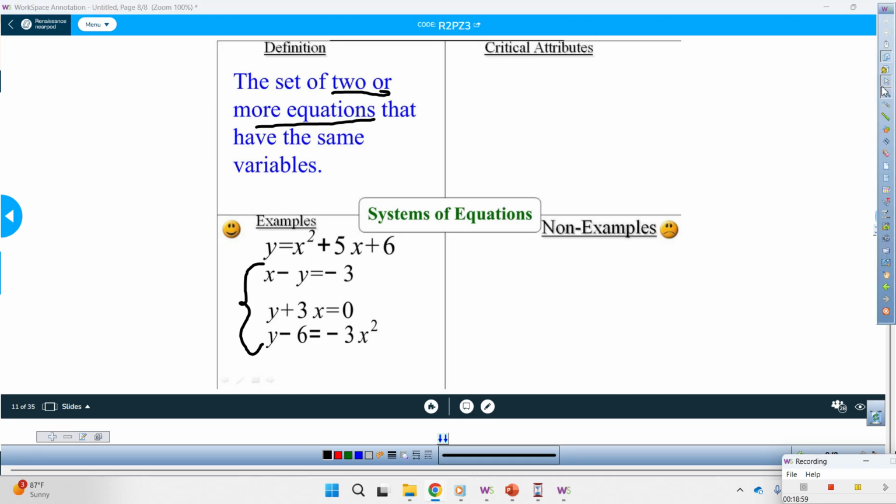How about using my technology? Check this out. Could I stretch this out and make a system with 4 equations? Yeah, because it says 2 or more. Do they have the same variables? Yes, x and y. Okay.